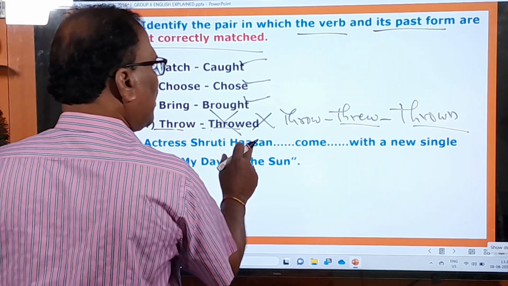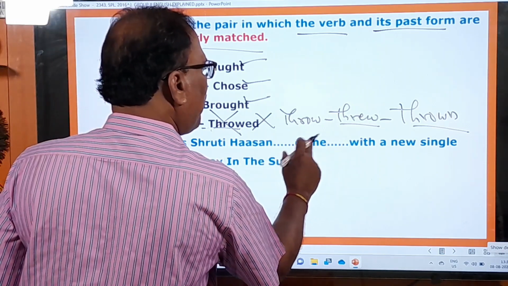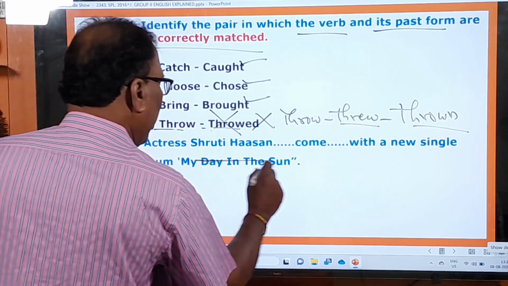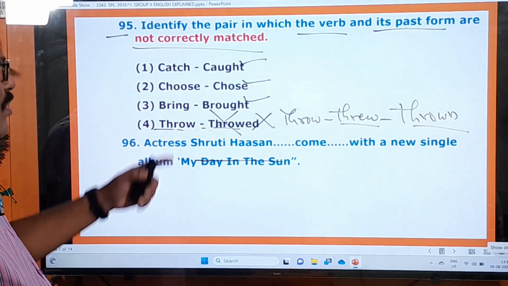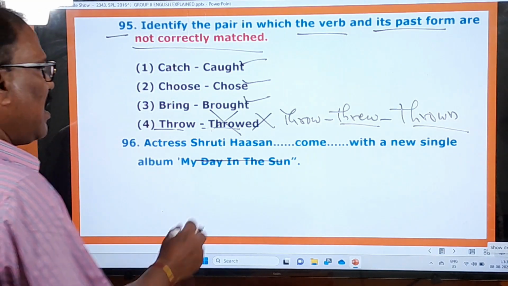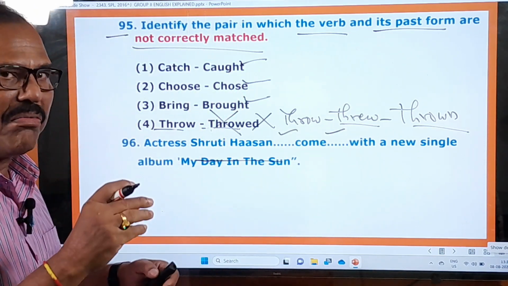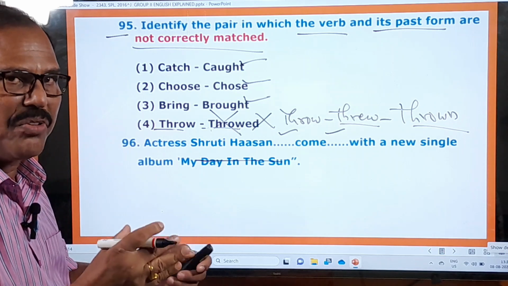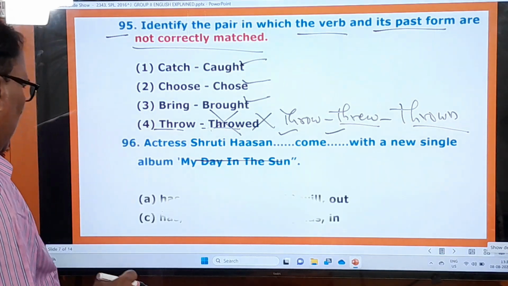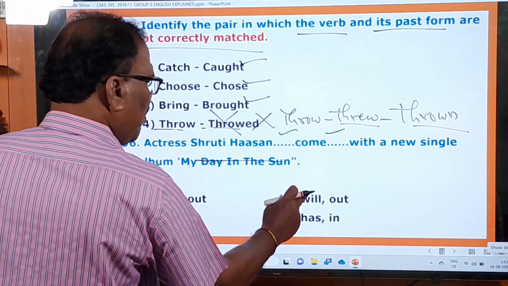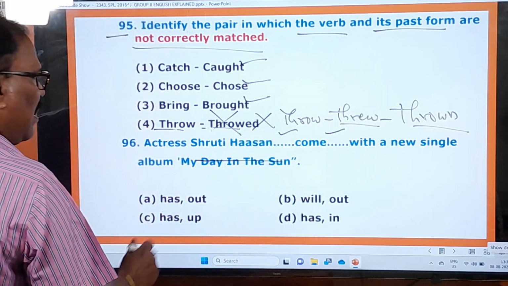Actress Shruti Hassan dash with a new single album, My Day in the Sun. This is the question, and here two blanks are given. Now let us see which words are to be used. The options are: has out, has up, will out, has in.